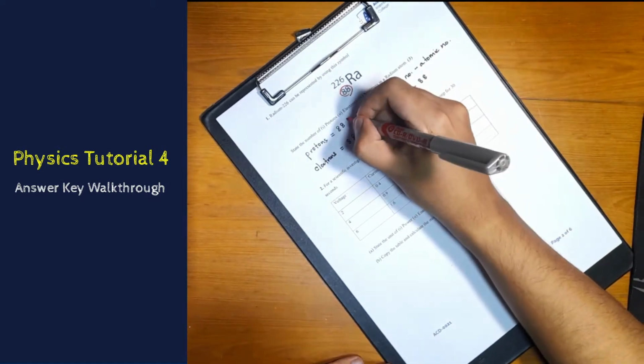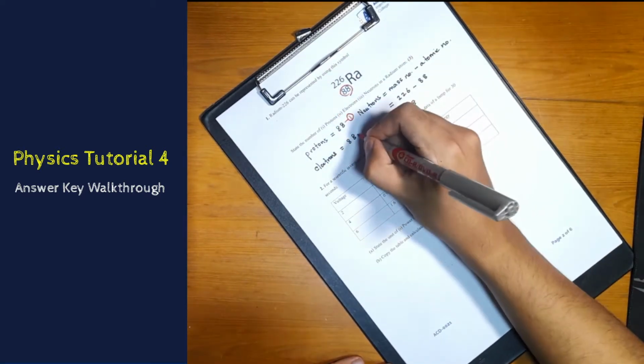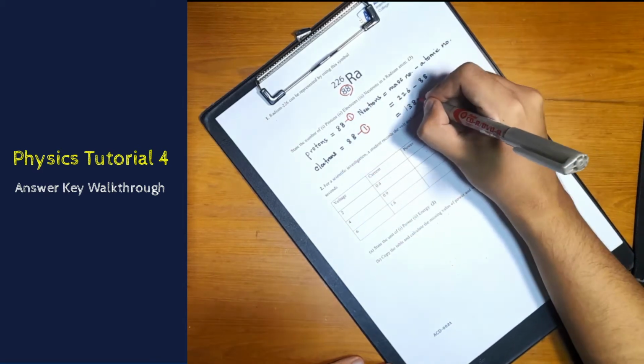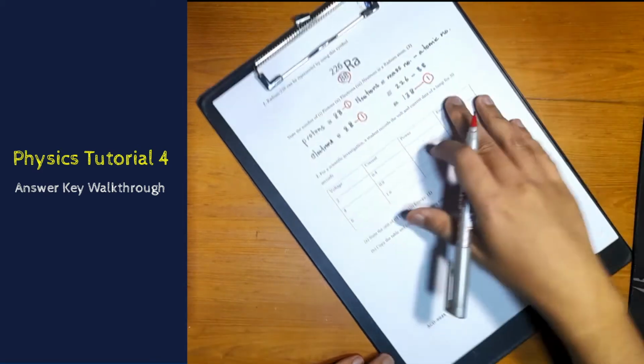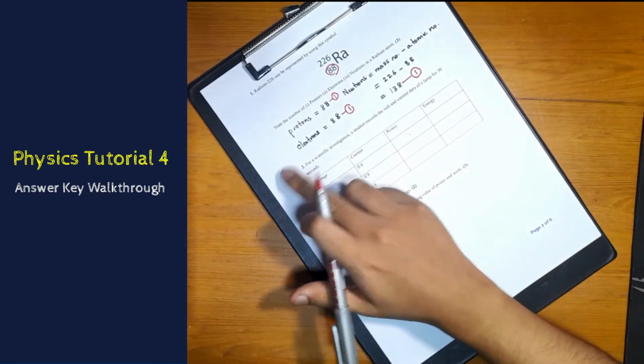All right, so for protons you will get 1 mark, for electrons you will get 1 mark, and for neutrons, you will get 1 mark. Right. Now, this is fairly simple, so let's do number 2.